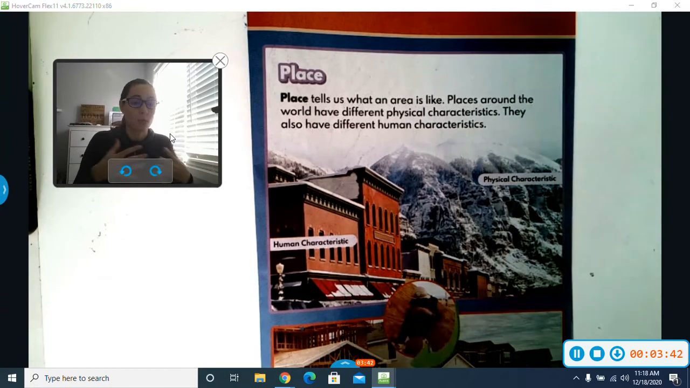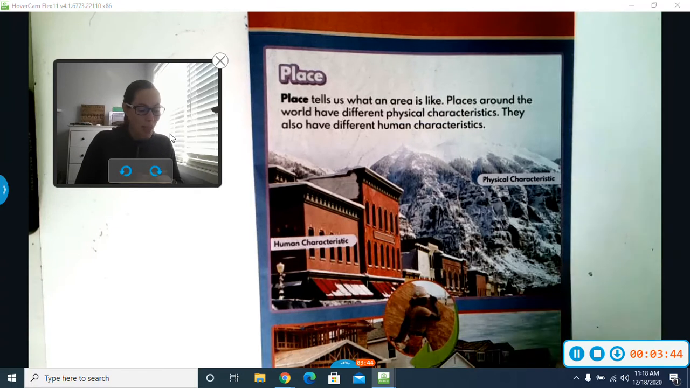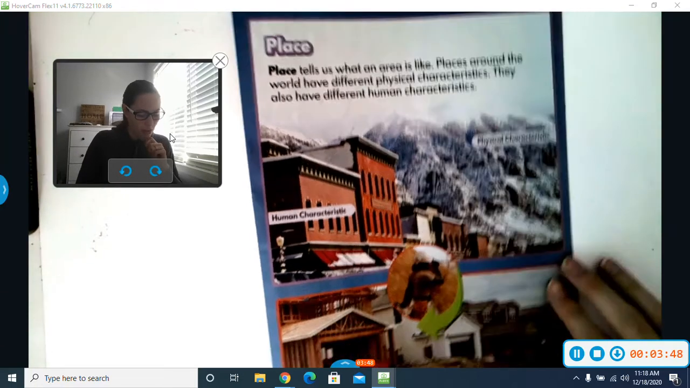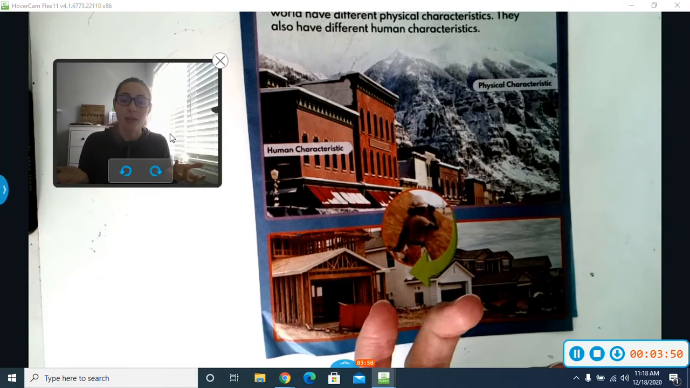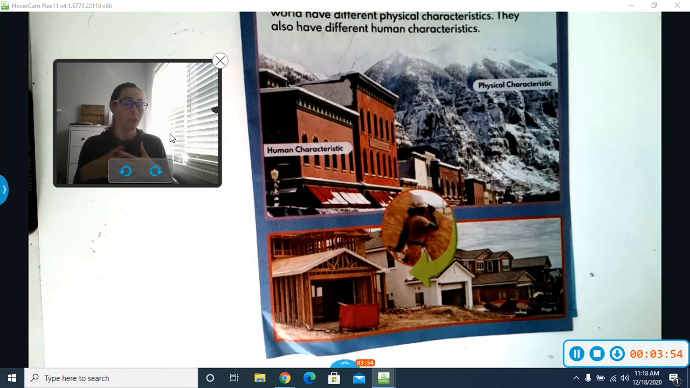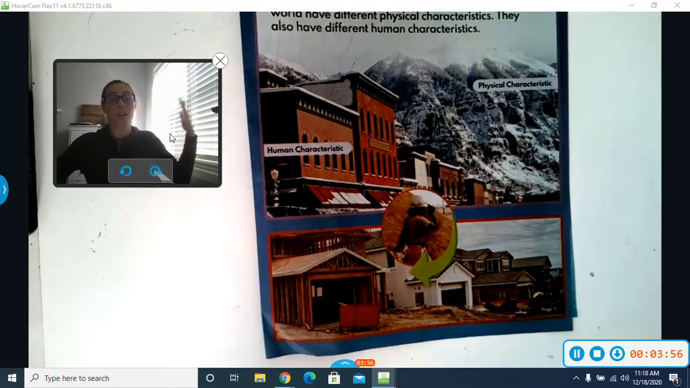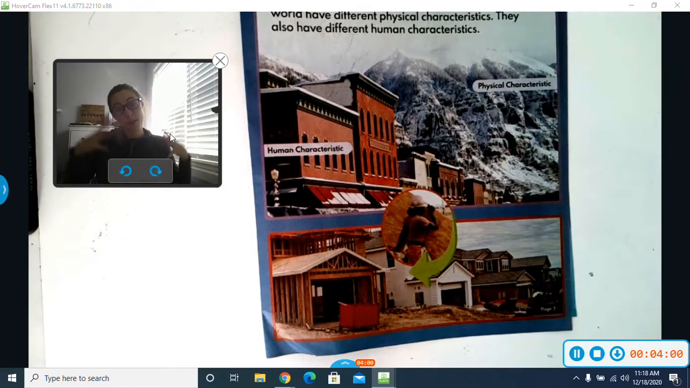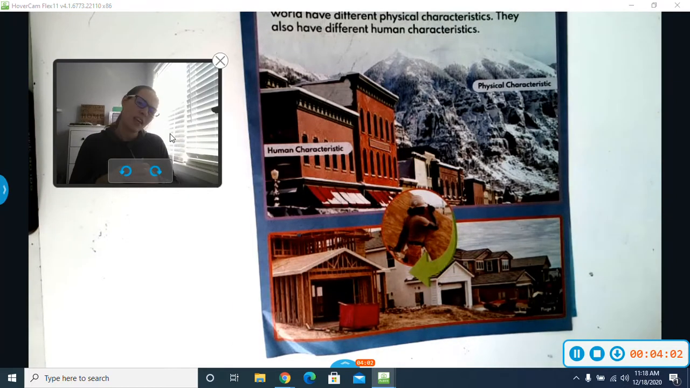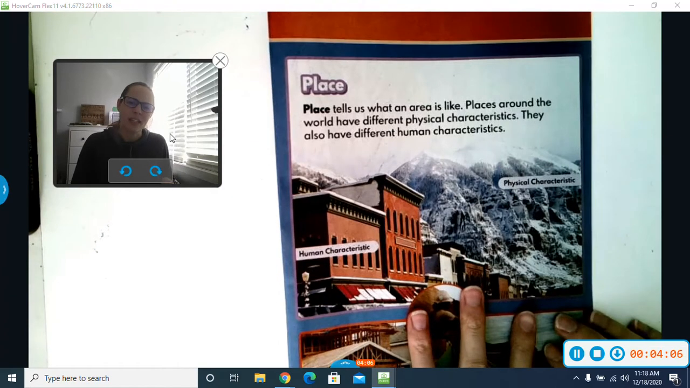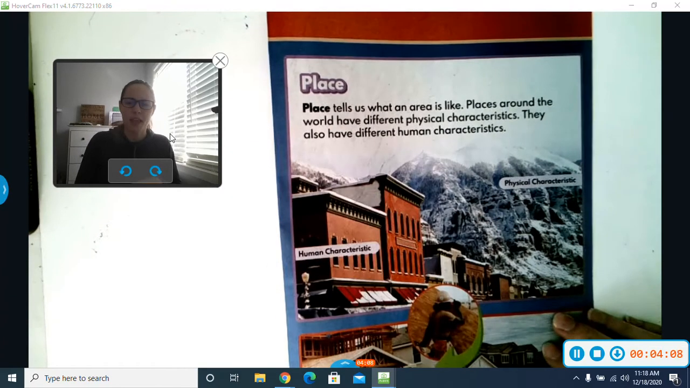Is there water? Okay, and then they also have different human characteristics. So what type of people live there? Are there lots of different kinds of people? Are there just a few different kinds of people? Are there tons of people, or are there just some people? Okay, big town or maybe a small town you live in. Think of your town and what type of place it is. What is your area like? Okay, because that's going to come back here in a few minutes.